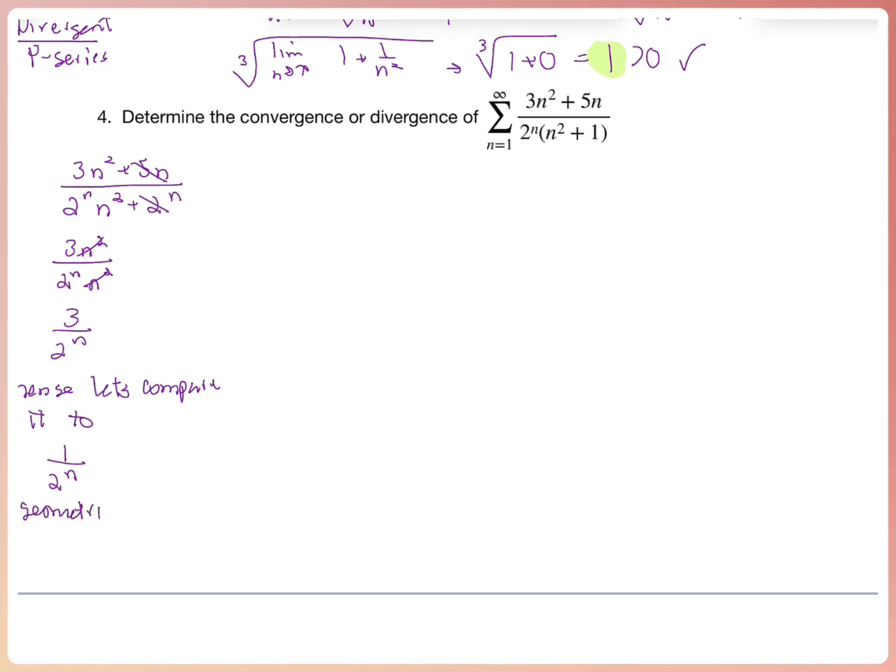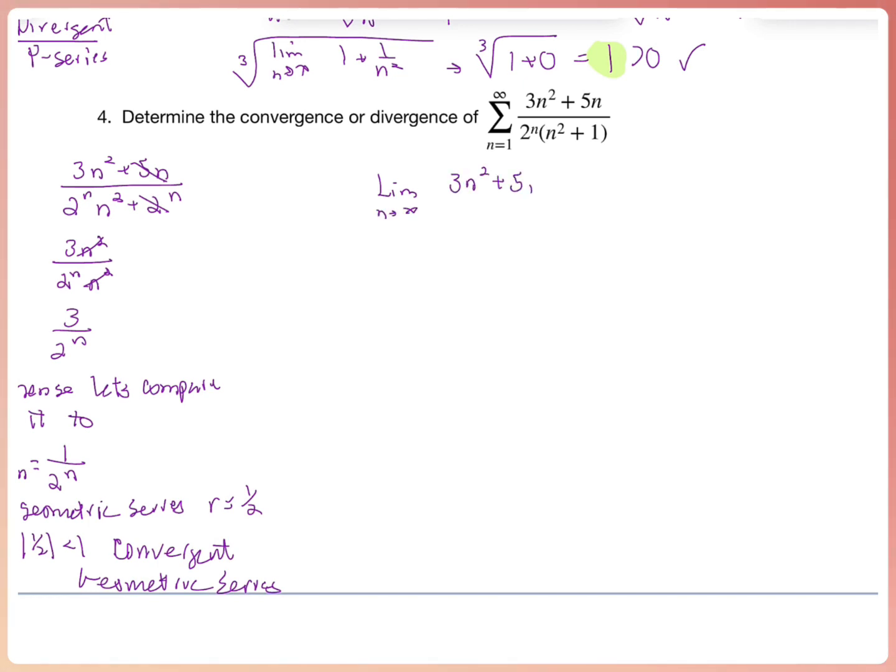Okay, this is a geometric series where r is equal to 1/2. And since 1/2 is less than 1, this is a convergent geometric series. Okay, and so I'm going to find the limit as n goes to infinity of my given series divided by my comparison series. Now notice last time I did my comparison over my given. It doesn't matter which order you write the fraction because it's just going to be a fraction. Just do one series divided by the other series.